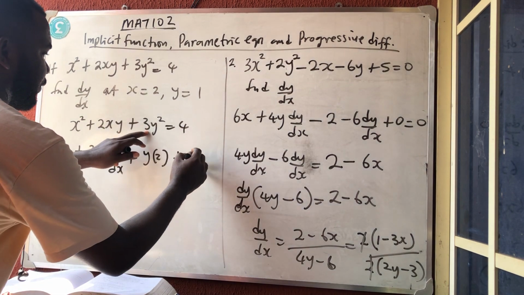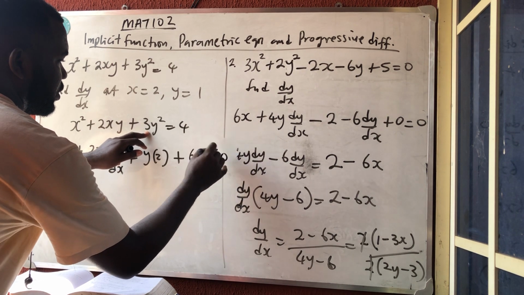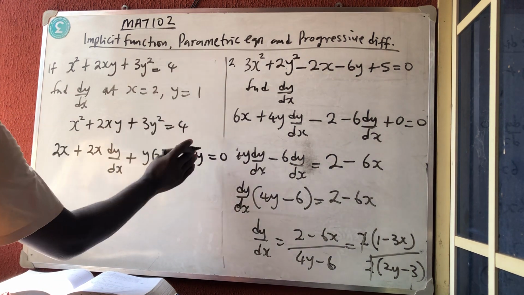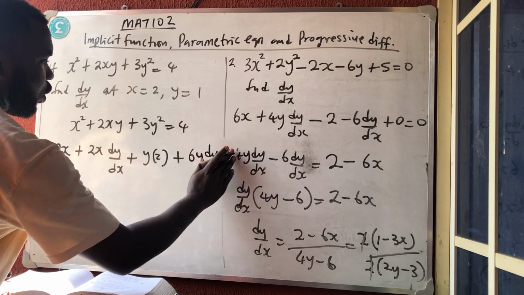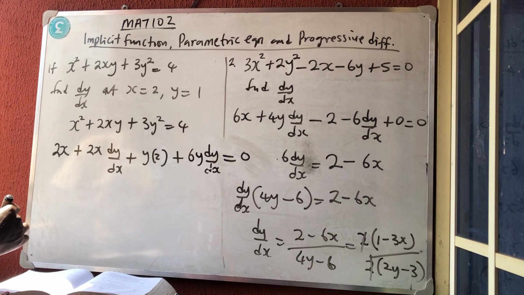Okay, so let's go here. Differentiate this one, I'm having 6y, is equal to 0. Differentiation of a constant is 0. I hope you know how we get 6y. Okay, 6y dy/dx, because it is y that I differentiated, is equal to 0. So let us go now.